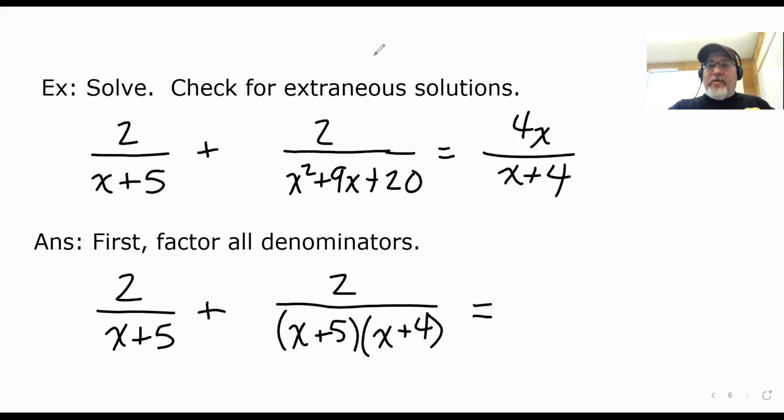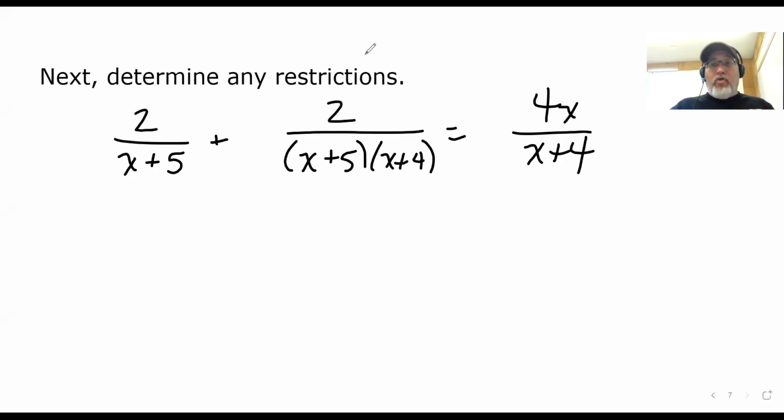The third fraction on the right side of the equal sign only has a linear denominator, x plus 4. There's no greatest common factor to factor out of it. But that's okay, because looking across all 3 fractions, there's only 2 factors, x plus 5 and x plus 4. So our next move is to determine any restrictions.